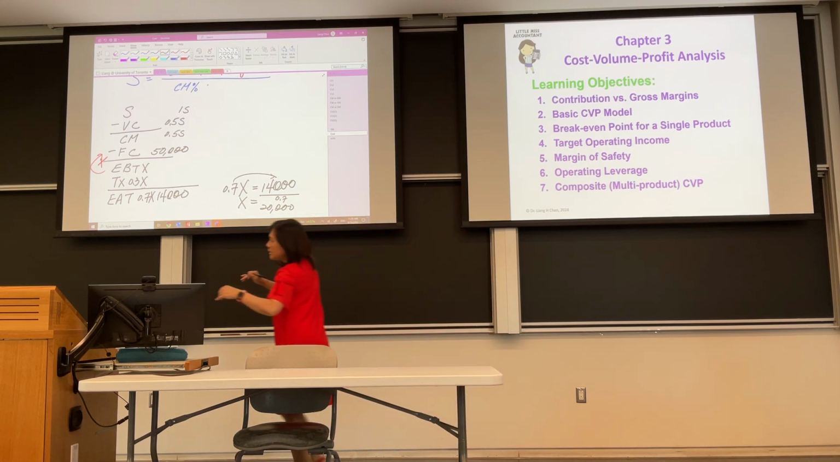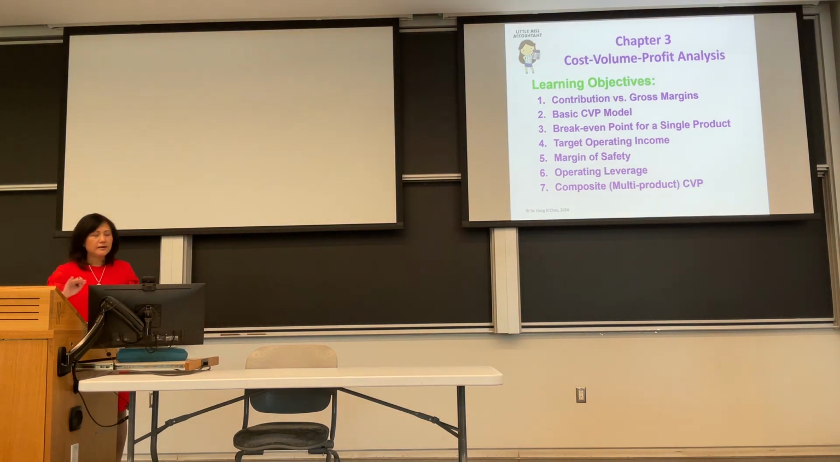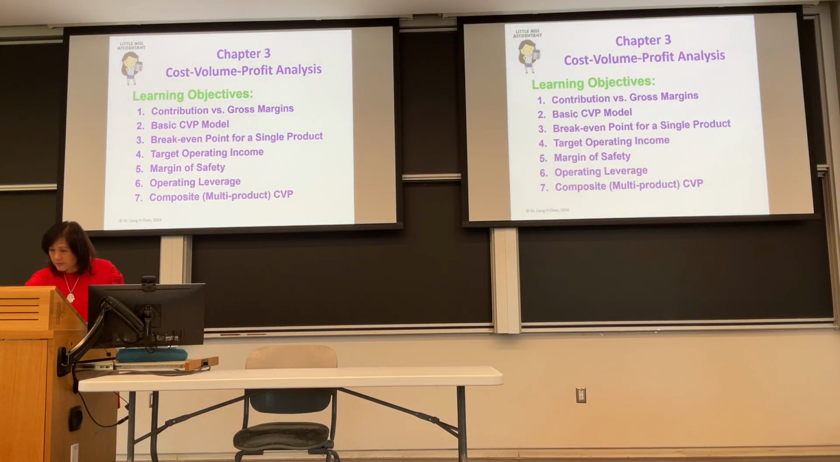Okay, so here, the profit you need is EBT, but EBT equals EAT divided by 1 minus the tax. The same. Okay, so this is what we did last class. Oh, sorry. This one.